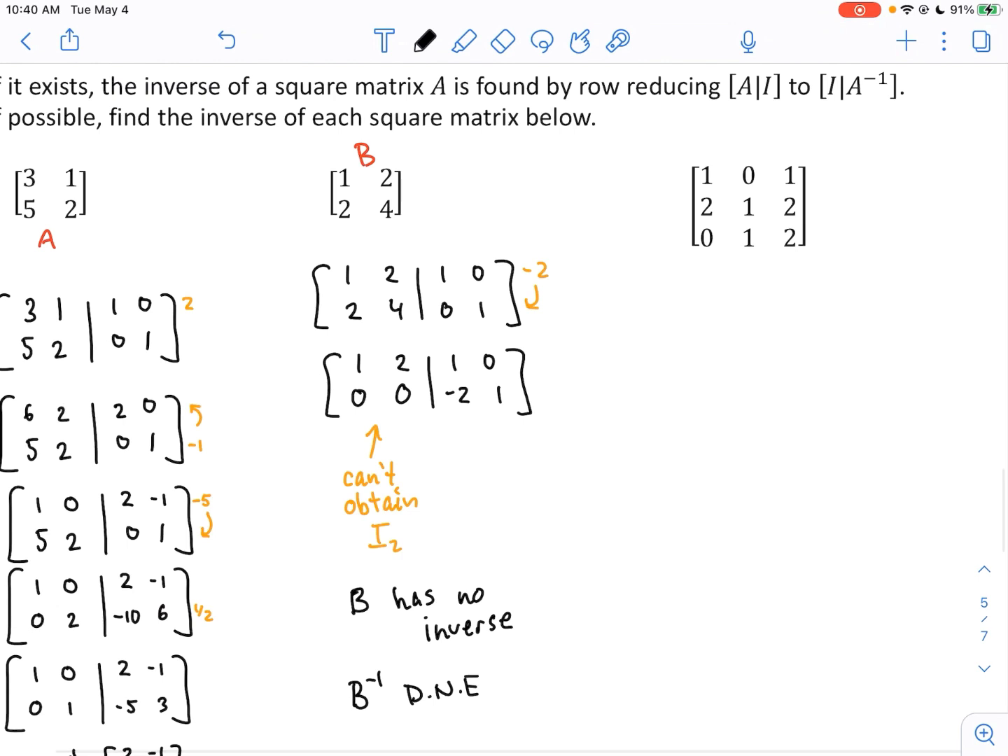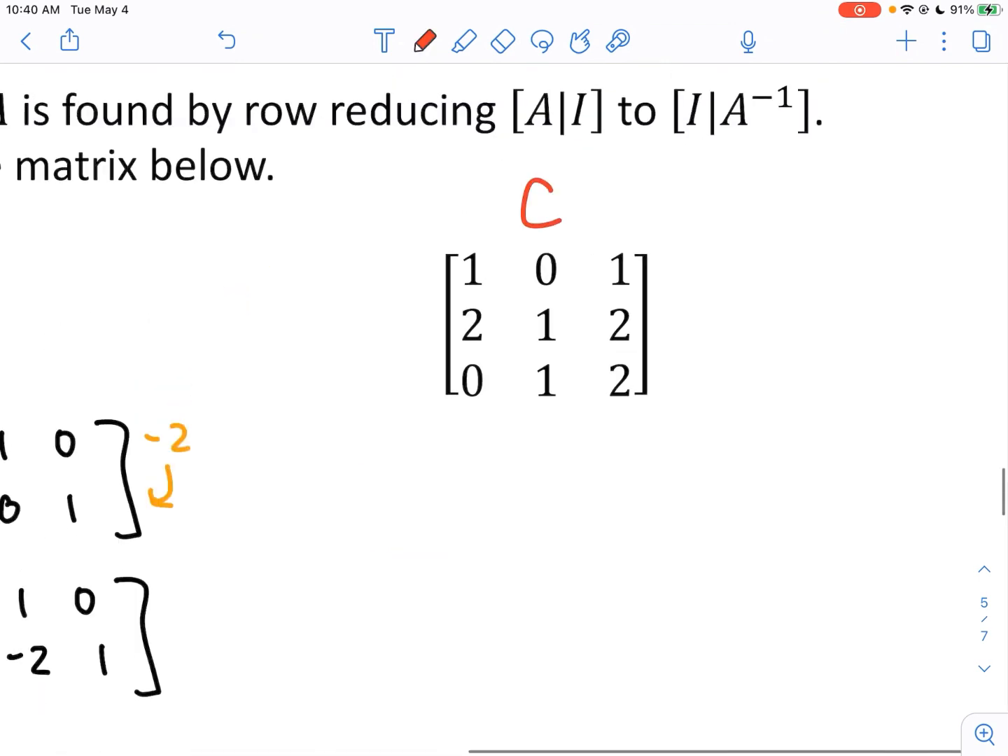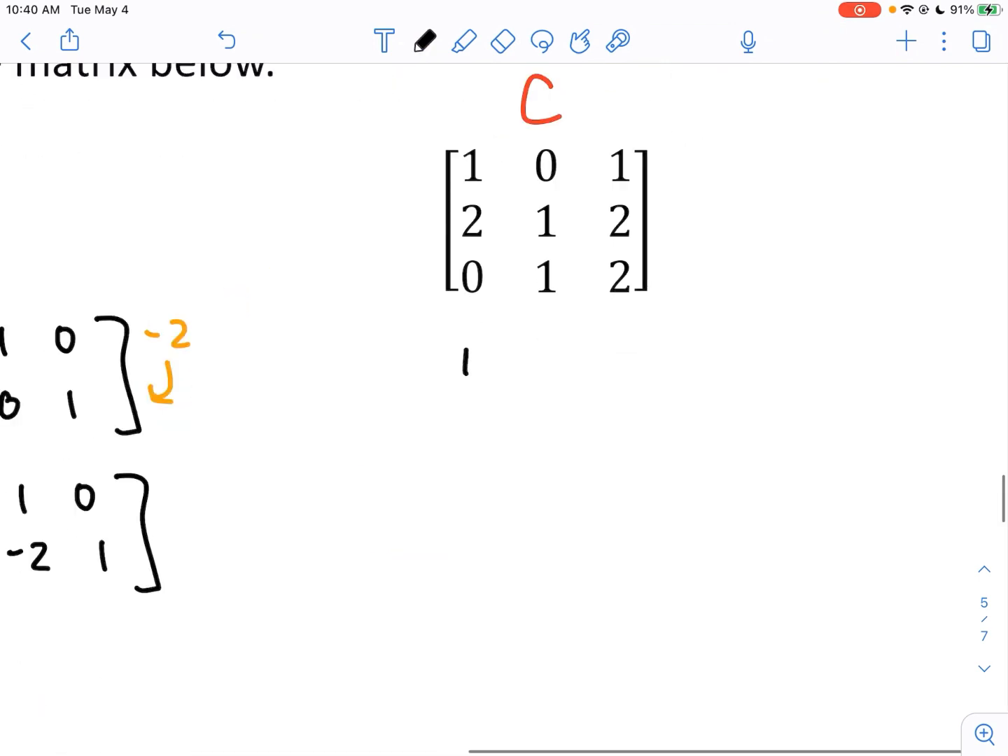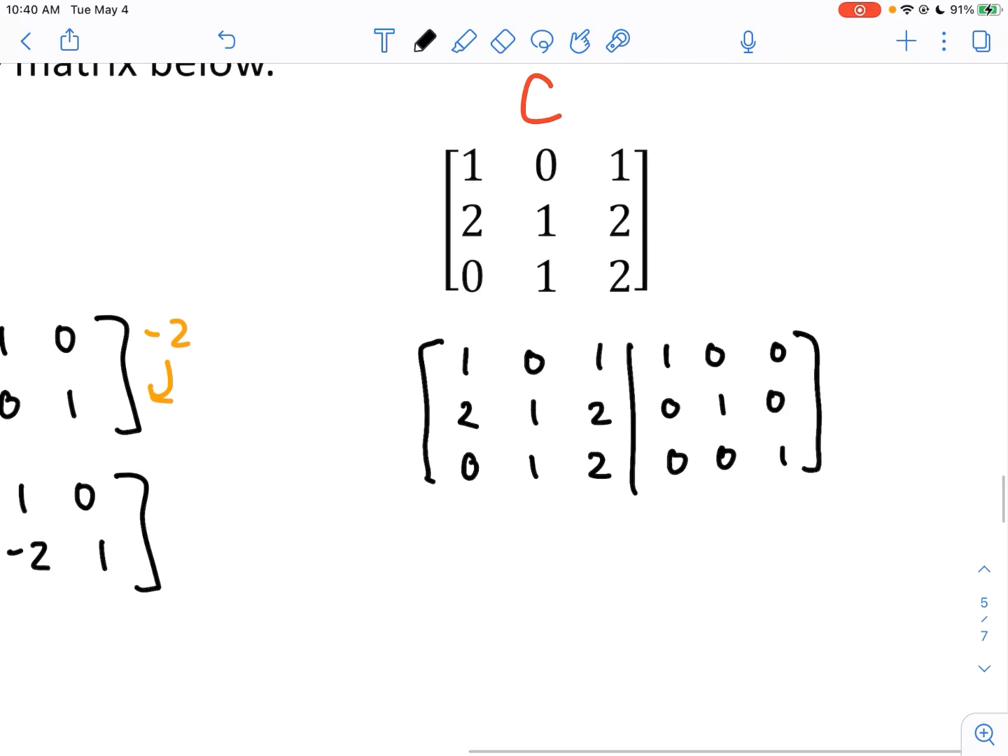And now we have a new matrix over here. Let's call this matrix C. This is a 3 by 3 matrix. So we put 1, 0, 1, 2, 1, 2, and 0, 1, 2 next to the identity matrix of the same size. And now we're going to do row operations until this side looks like the identity.